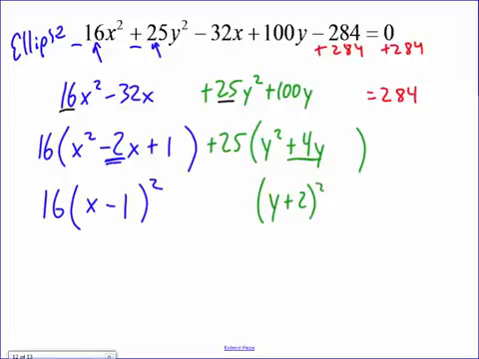And take that 2 and square it. So I get plus 4. And I still have that 25 out front. And then equals, this is where we have to be careful.